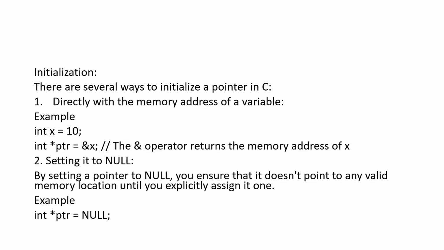Setting it to null. By setting a pointer to null, you ensure that it does not point to any valid memory location until you explicitly assign it one. For example, int *ptr = NULL. Here ptr is set to null.